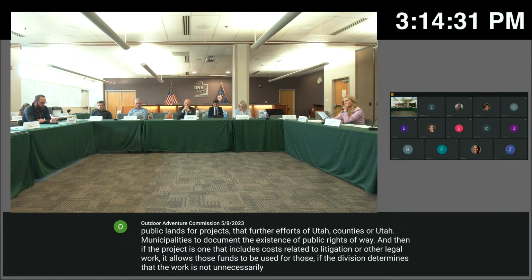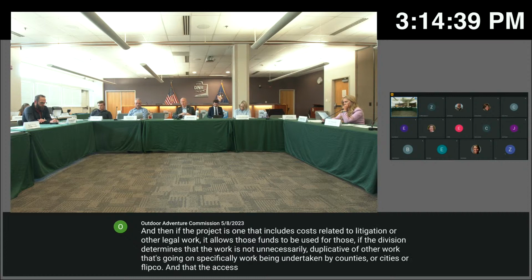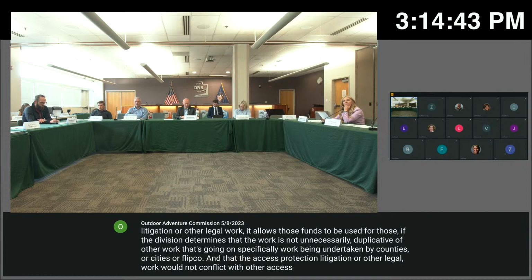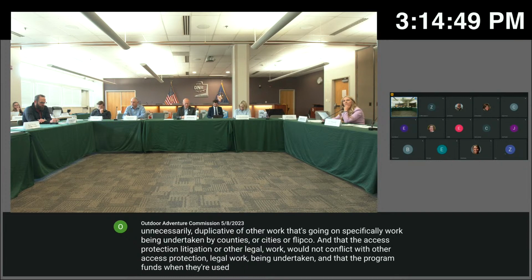of other work that's going on, specifically work being undertaken by counties or cities or PLPCO, and that the access protection litigation or other legal work would not conflict with other access protection legal work being undertaken, and that the program funds, when they're used with the recipient's match, would be sufficient to deliver a deliverable product.